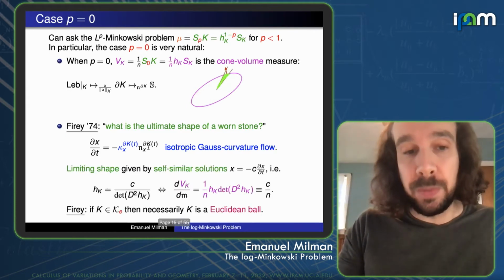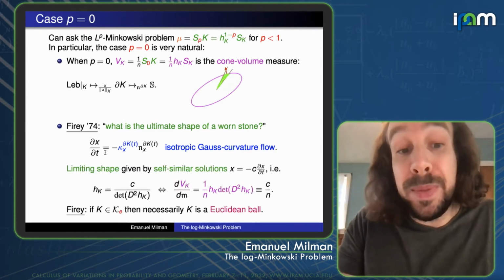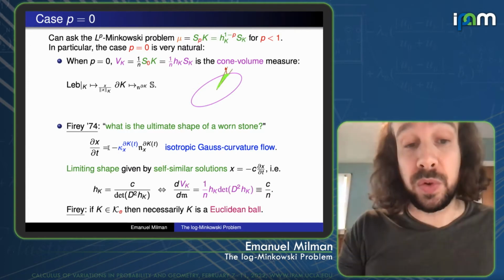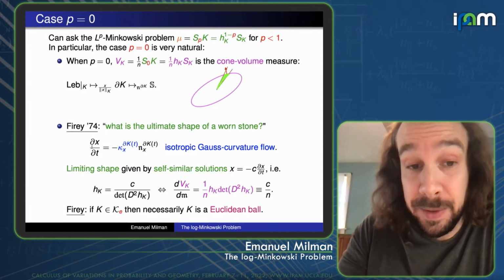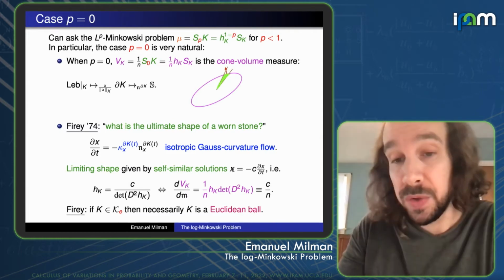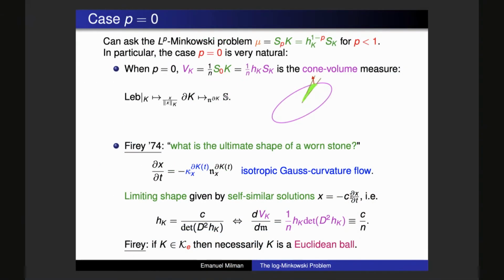But Firey, let's assume that this is well posed. So what would be the limiting shape as this thing shrinks to 0? Well, of course, it's going to be governed by self-similar solutions to this equation. So location x has to be proportional to the rate of change. Okay, so let's solve this equation, right? Let's take this self-similar solution and solve it.